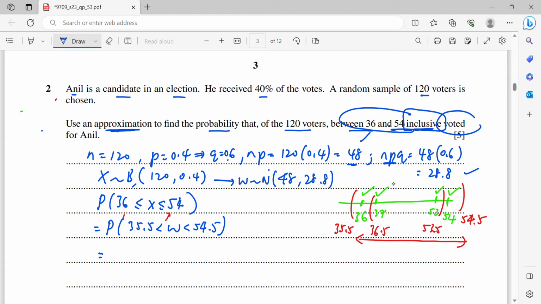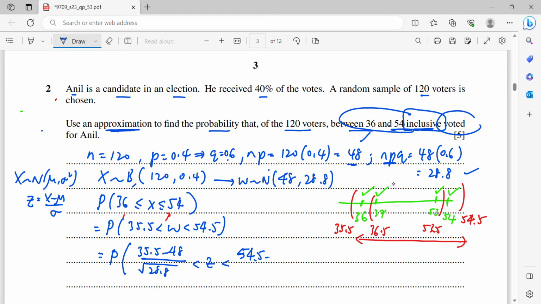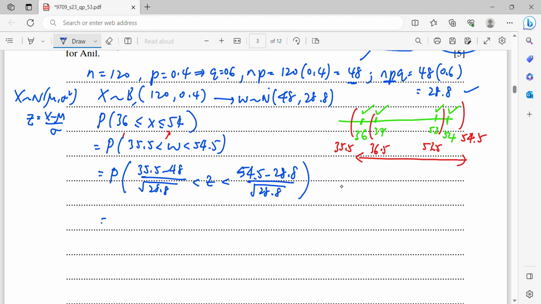Then from here I will standardize the normal random variables by using 35.5 minus the mean. This is the formula: you minus the mean, which is 48, over the square root of the variance, 28.8. Then here is z for 54.5 minus the mean, over the square root of 28.8. So from here you need to compute these two values and you will get negative 2.329 and 1.211.